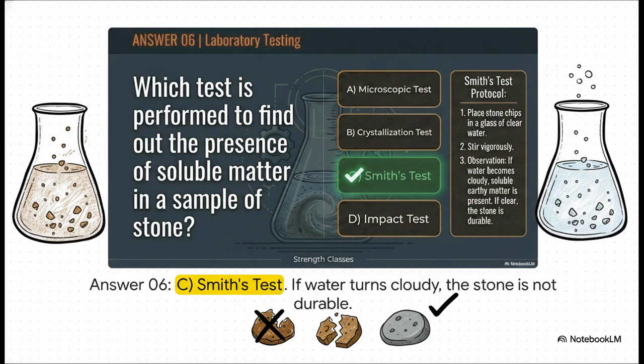And I love this test because it's so simple and practical. You basically just take a few chips of the stone, put them in a glass of water, and give it a good stir. If the water turns cloudy, that's bad news. It means there's soluble stuff dissolving out of the stone and it won't be durable. If the water stays clear, you've got a good quality stone.